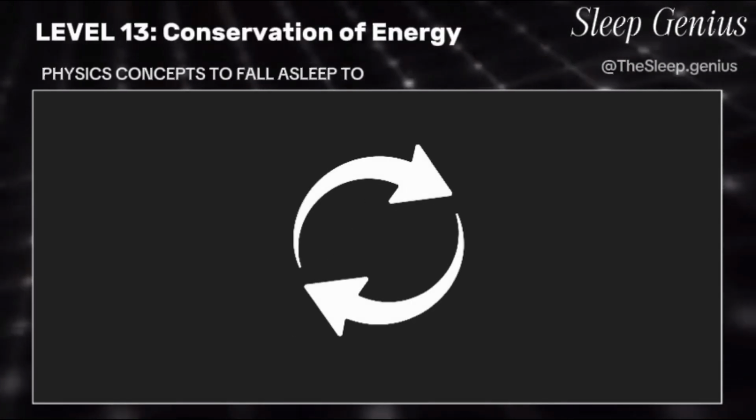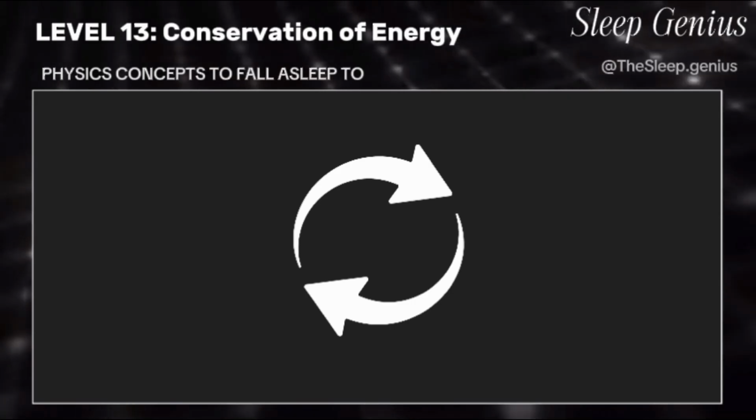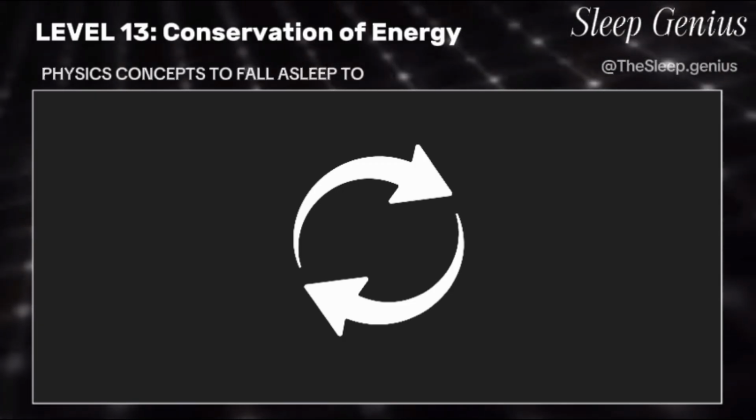Conservation of energy means energy cannot be created or destroyed. It can only change from one form to another. The total energy in a closed system remains constant. Energy can be in the form of motion, heat, light, or stored energy like in a stretched spring or fuel.